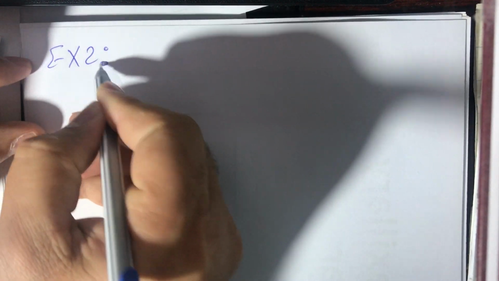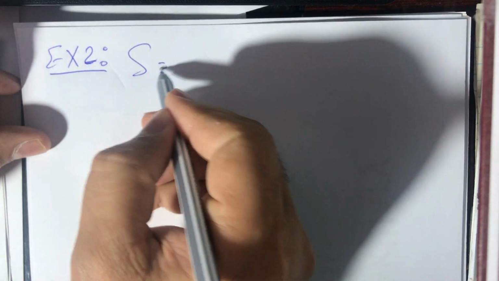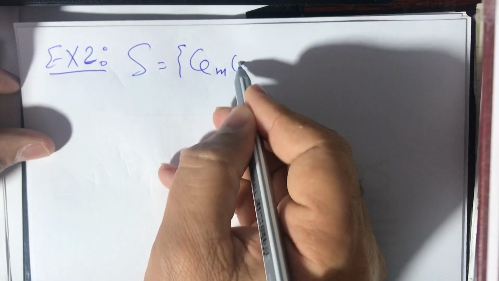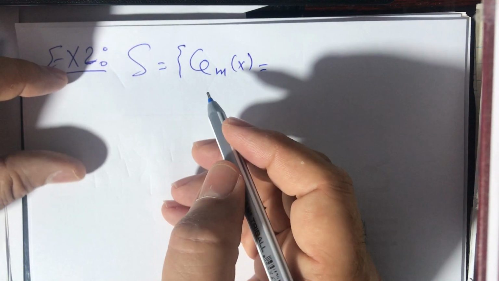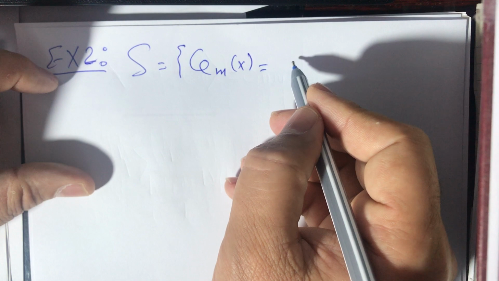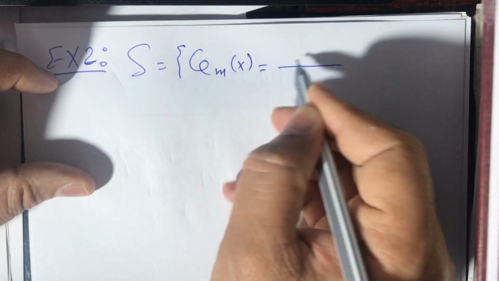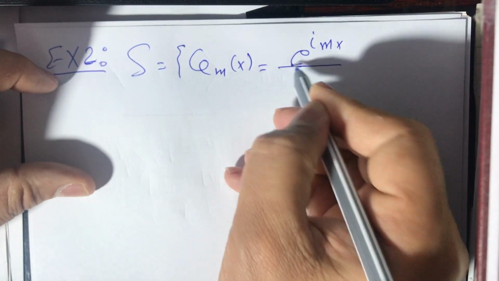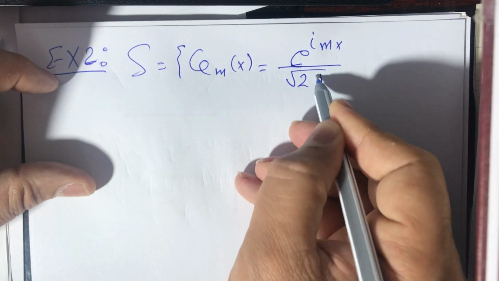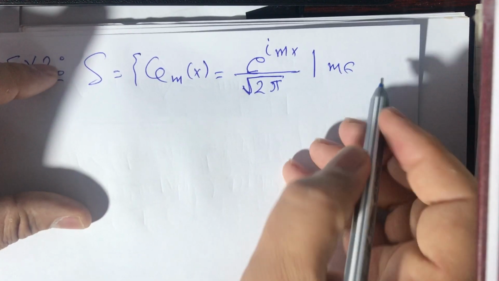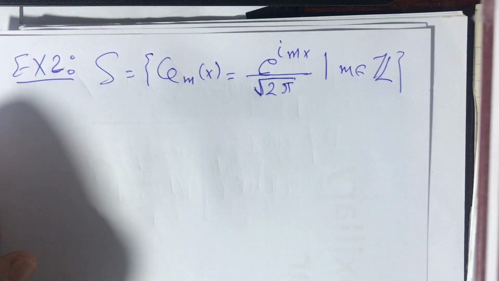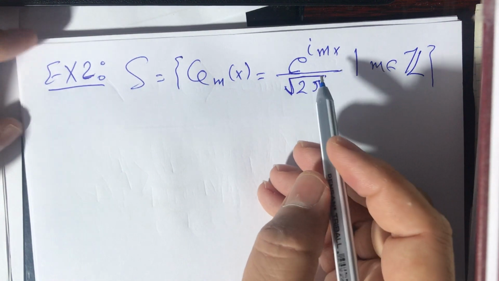This is page number 2. And now we take the second example, example 2. S is equal to phi m of x, which is equal to exponential i m x over root of 2 pi, such that m belongs to Z. Z is the integer numbers.